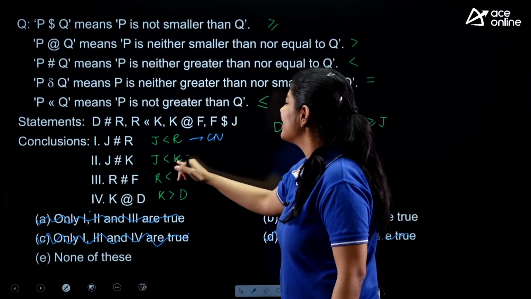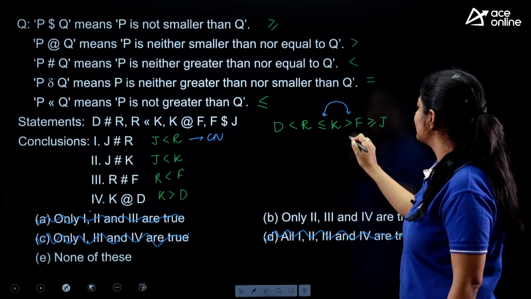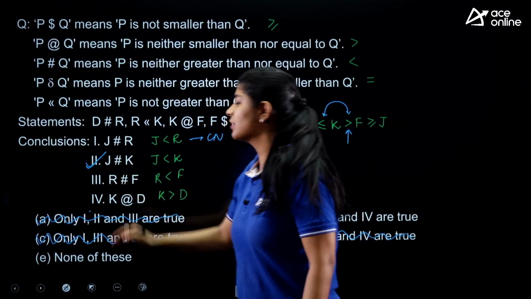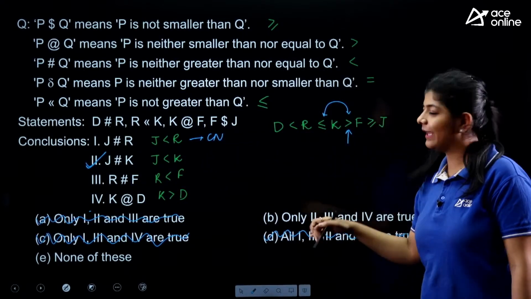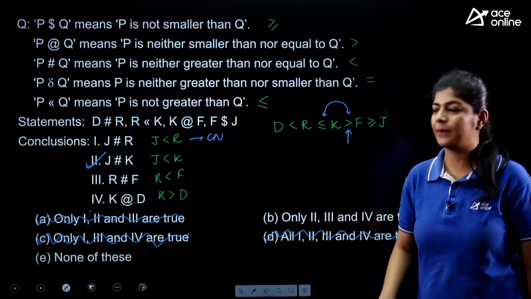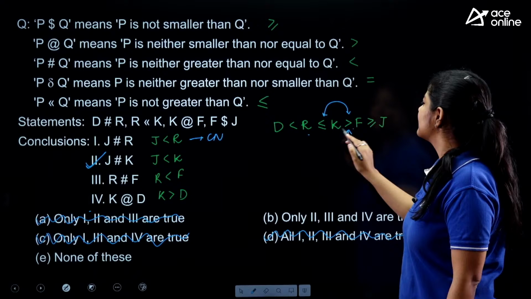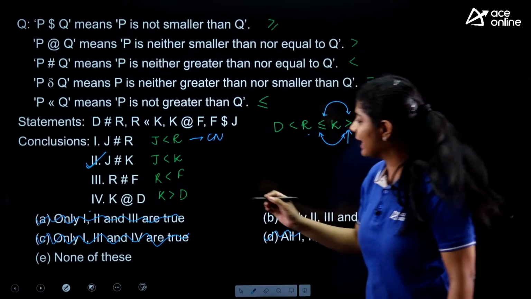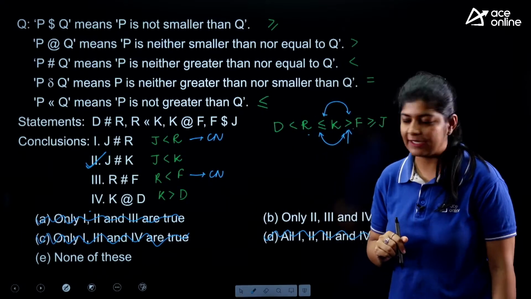Next, J is less than K. Can we say that? Yes, because of this symbol we can consider this conclusion. That means second conclusion is true. If second conclusion is true, here we do have that. That means we can still consider option number B. Third, R is less than F. R is less than F. Again we are having these opposite symbols. That means we are not able to determine anything, can't say anything, right?